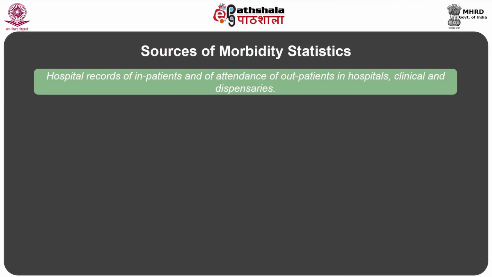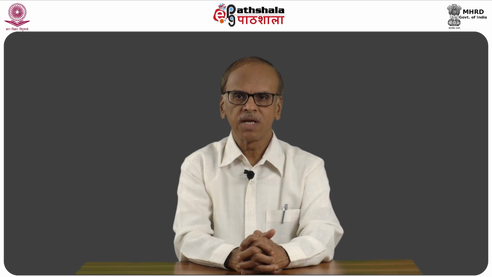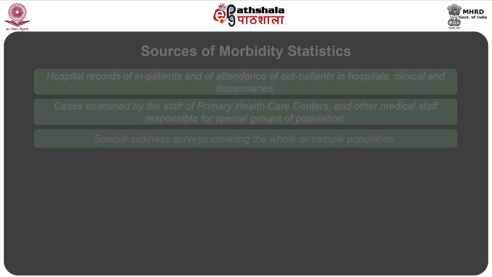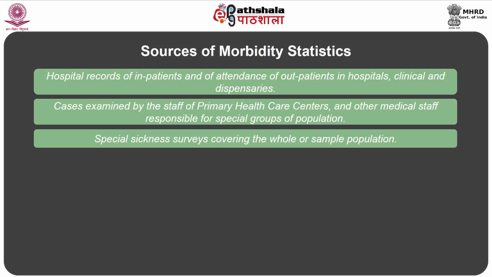Sources of morbidity statistics. Availability of morbidity statistics from the following sources. Number 1. Hospital records of inpatients together with records of attendance of outpatients in hospitals, clinics and dispensaries. Number 2. Cases examined by the staff of primary health care centers, clinics, school medical services, medical service by factory medical staff and other medical staff responsible for special groups of population. Number 3. Special sickness surveys covering the whole and sample population.